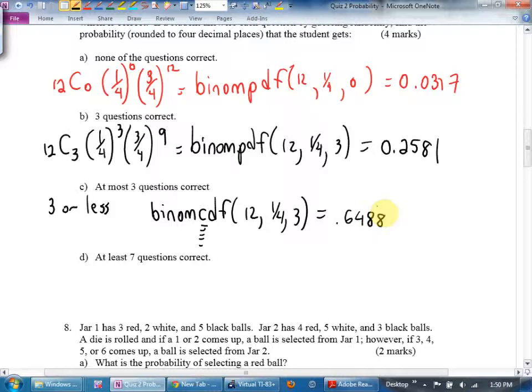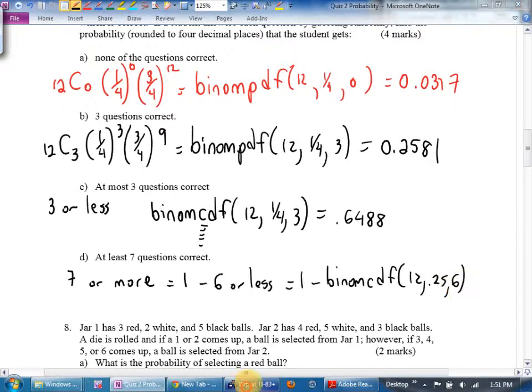What you really want to know is at least 7, because 7 or more means you passed. 6 or more technically, but let's say we're shooting for more than the bare minimum. So at least 7. The problem is this means 7 or more. My calculator cannot do or more. It can only do or less. So I have to use the complement. I have to go 1 minus 6 or less. I have to go 1 minus binomcdf 12, 0.25, 6.